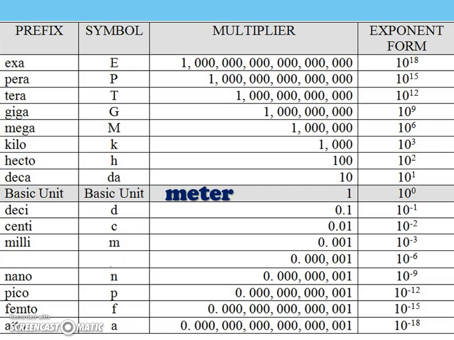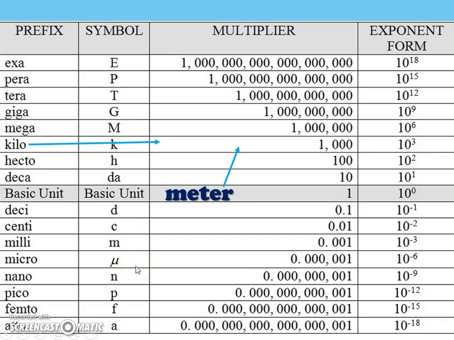Okay, and let's see, the next one is micro. This one's kind of different. It is the Greek letter mu. Oops, I've got another slide starting here. It's the Greek letter mu. It looks like a lowercase u with a tail on the front of it.